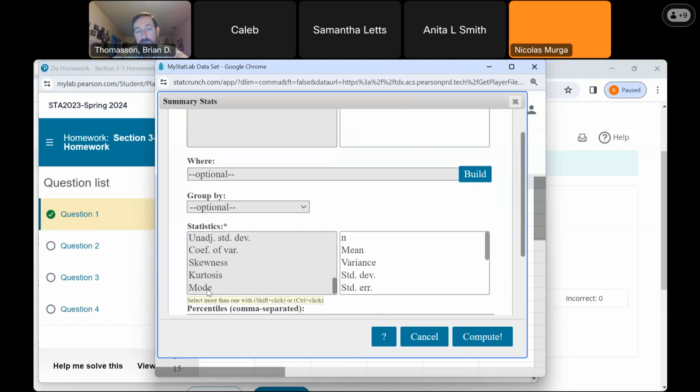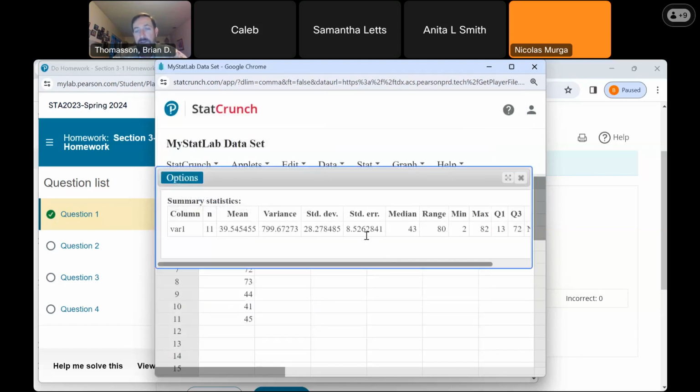If you want to include the mode in that, you'll have to hold down either Control or Shift, one or the other, and then click on that. That'll add that to the list. If you don't hold down Shift or Control first, it will only find the mode. It'll eliminate all the other stuff. Okay. And if we hit Compute, here we have all our values.